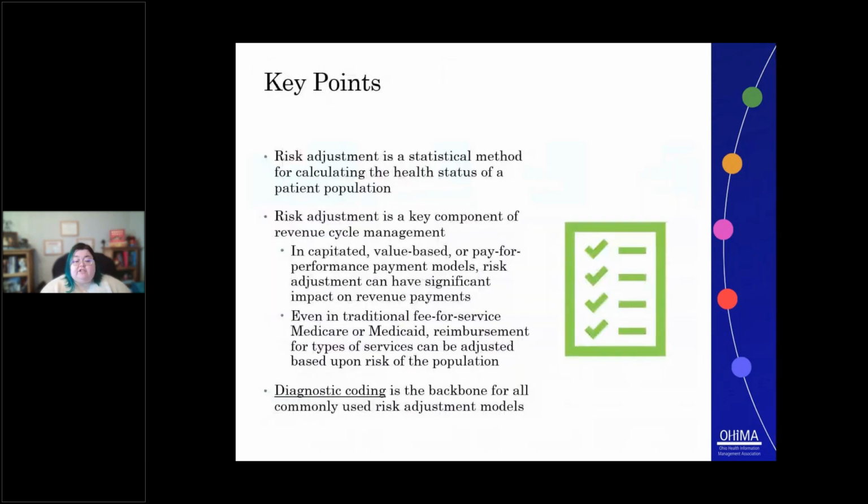So to summarize, risk adjustment is a statistical method for estimating the health status and future costs of a patient population. It is a key component of revenue cycle management, as most insurers and payment models use some form of risk adjustment as a means to adjust payments based upon the perceived healthcare risk of a patient population. The backbone of any risk adjustment model is diagnostic coding, and it's coding across all areas of a healthcare continuum. So HIM professionals are keenly poised in positions across that continuum to ensure that payers have the most accurate diagnosis data on which to risk adjust those provider and organizational payments.